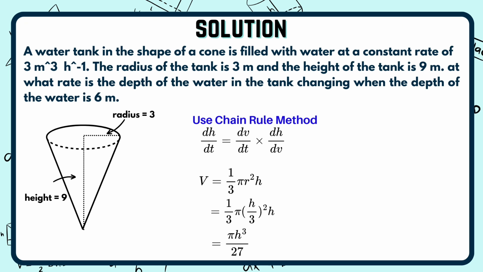Next, to find dH over dV, we need to know and write the formula for volume of a cone. What is the formula for volume of a cone? The formula is V equal to 1 over 3 pi r square h. Just now, we found out that r is equal to h over 3. So we need to substitute it into the formula. After that, we will get pi h power of 3 over 27. That's all from me. For the next step, I will pass it to Irfan.